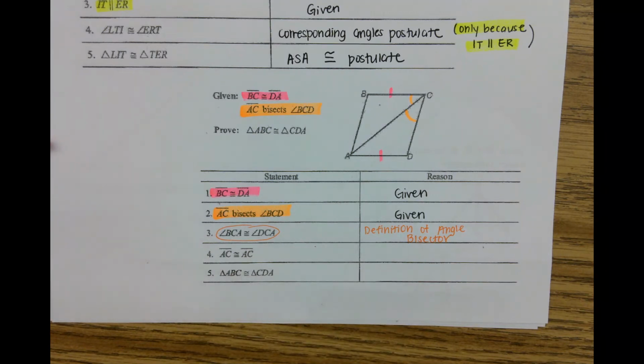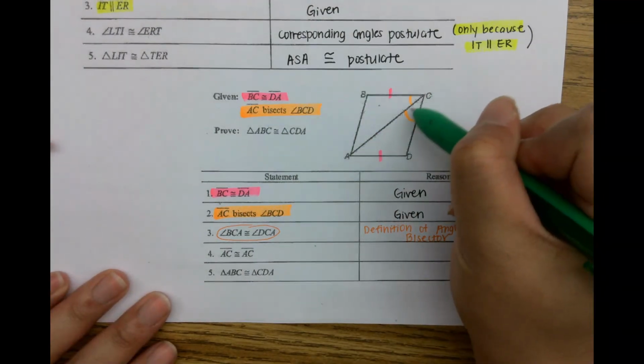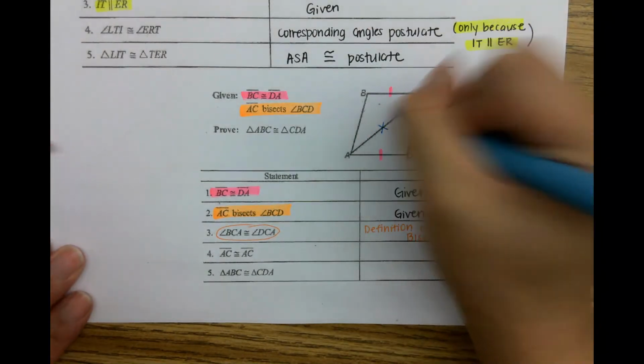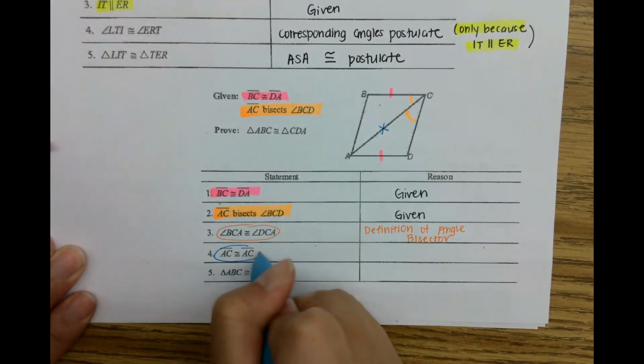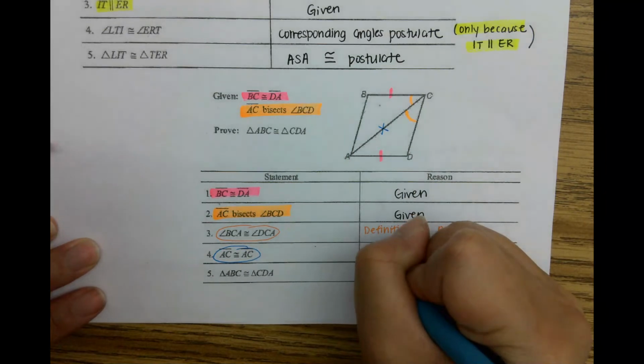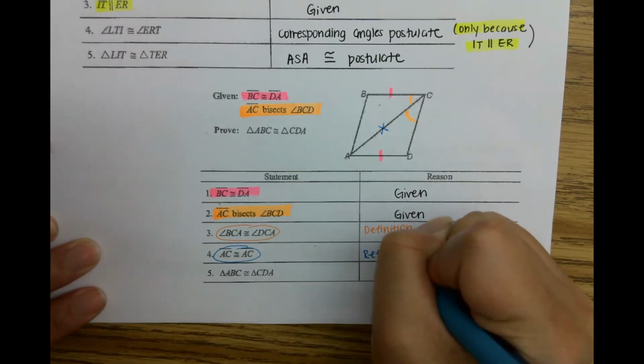Okay. Then, another thing I know based on this picture is that it shares a side. It shares this side here. And so what that means is if it shares this side, that it has to be congruent to itself. And so that's why here AC is congruent to AC. This is the reflexive property when something equals itself.